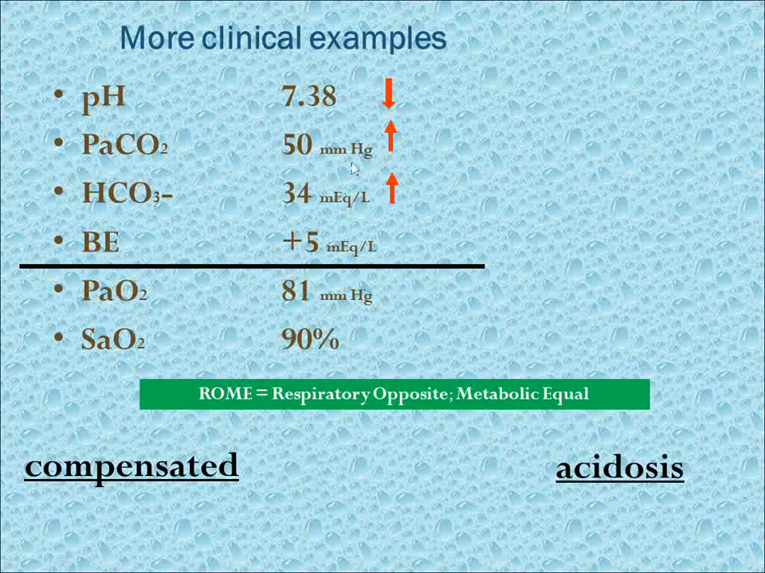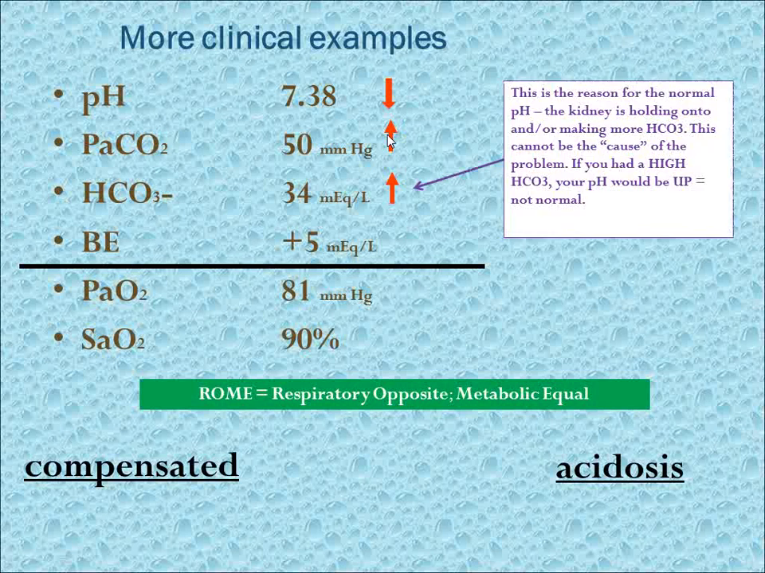Then we look at the CO2. And we see that the CO2, which is linked to respiratory, is increased. And then when we look at that in relation to the pH, we can see that those arrows fit. Respiratory is opposite. So this is a compensated acidosis.